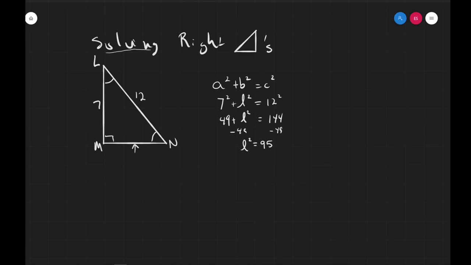Then we take the square root of both sides to get rid of that square, and L is equal to the square root of 95. So we can say that this side right here is the square root of 95 units long. Okay? So we found our side. Then we can find one of the angles.